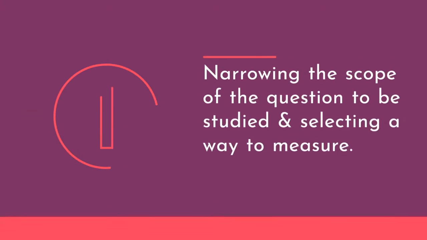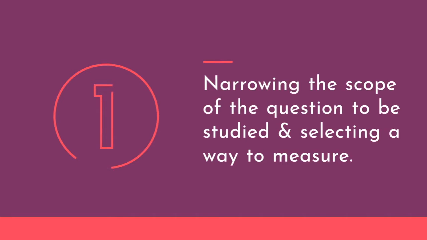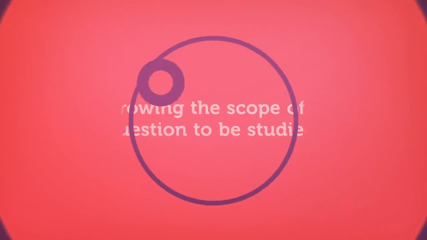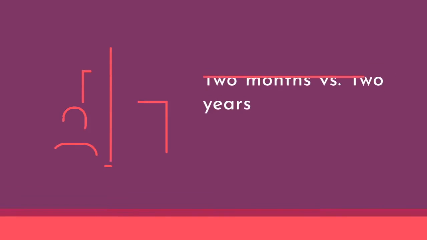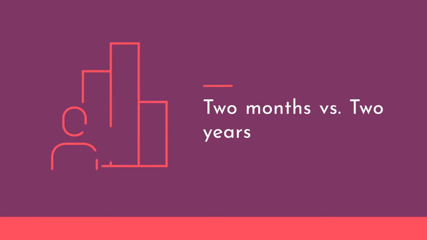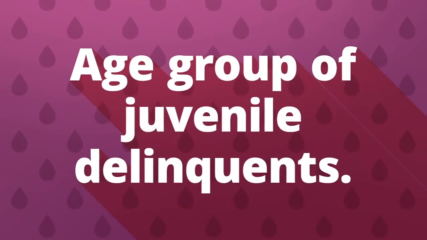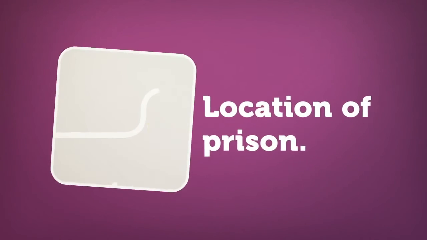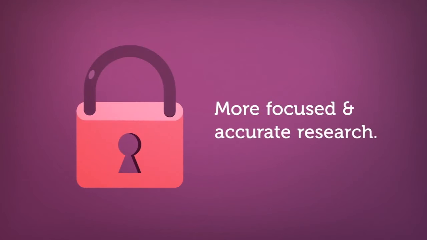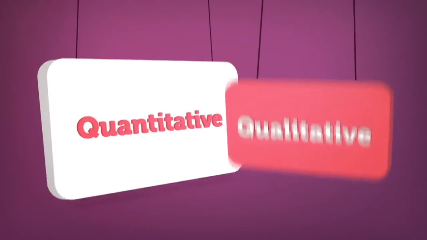The first steps involve narrowing the scope of the question to be studied as well as selecting a way to measure changes in variables. By narrowing the length of prison terms that we examine into two specific sentence terms, for example 2 months compared to 2 years. Also, by narrowing the age group of juvenile delinquents that we examine, specifying the gender of our sample, and through the location of the prison, we can create a more focused and accurate research study that can be looked at through both qualitative and quantitative methods.